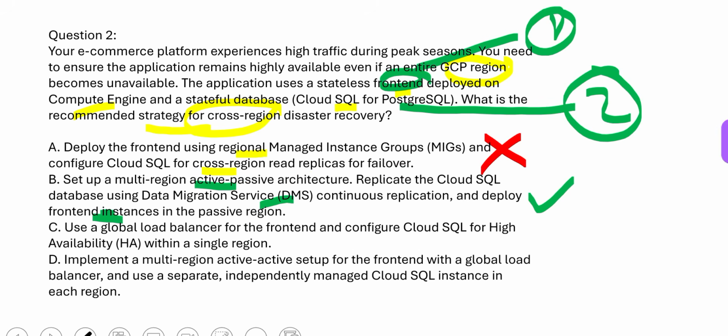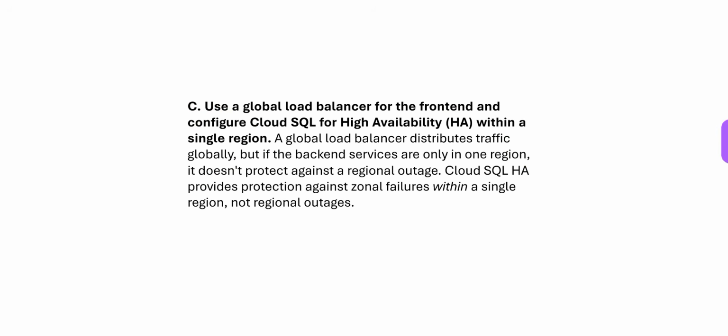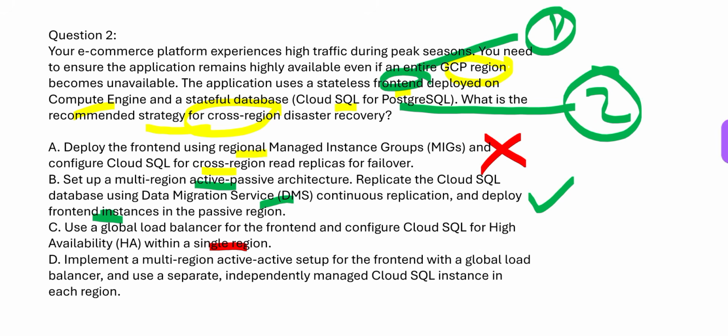Okay, third, you use a global load balancer. So you have a front end application, and in front of that you put a global load balancer. And then Cloud SQL, you configure for high availability in a single region. See, this is again a problem because you are doing it within a single region. And what if the region fails? You are not shielding yourself against regional failures. The global load balancer is good for distributing traffic globally, but if your backend services are only in one region, what's the use of a global load balancer? So this one is again only for zonal failures, not for regional failures. That's why this option will not work. So option C is wrong.